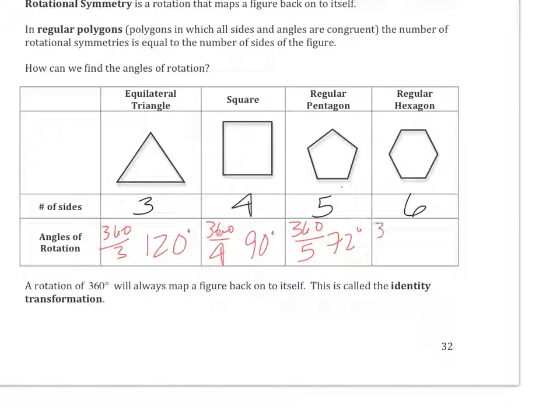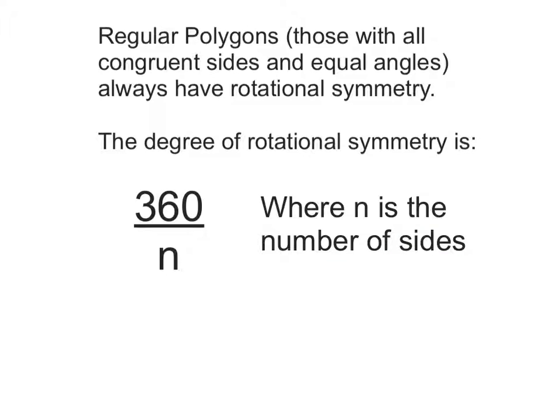So this is 360 divided by 6, or 60-degree rotational symmetry. So, kind of something interesting. Please make sure you write this formula down on the bottom of the page. Regular polygons, those with all congruent sides and equal angles, always have rotational symmetry, and it's 360 divided by n, where n is the number of sides. So I'll pause for a second while you copy that.